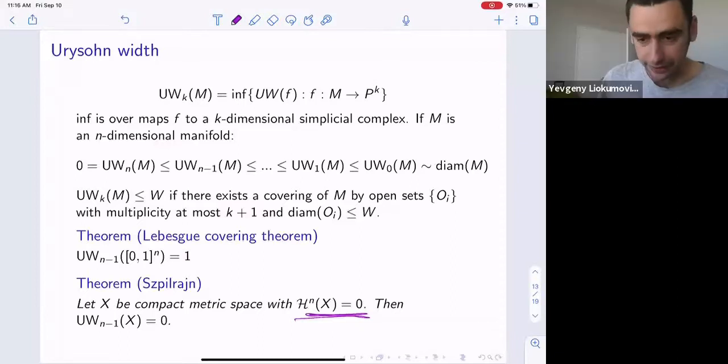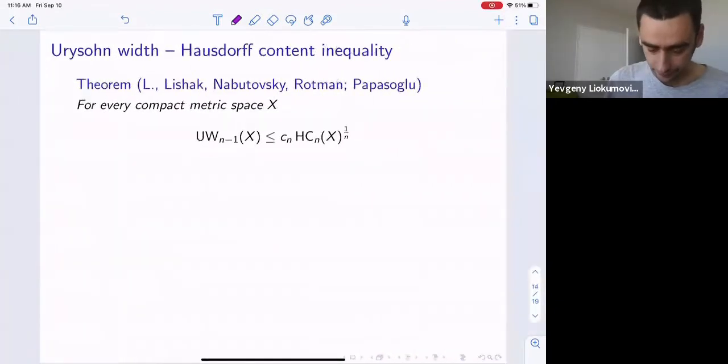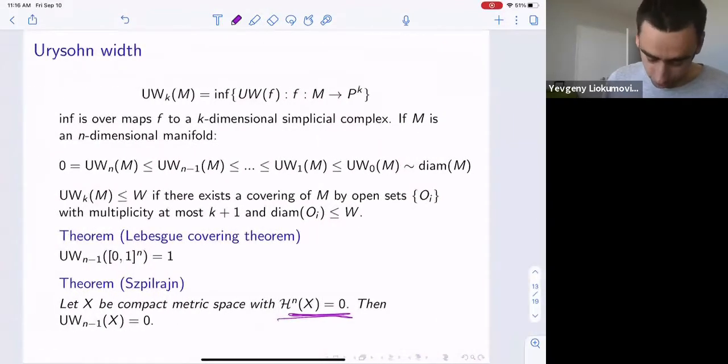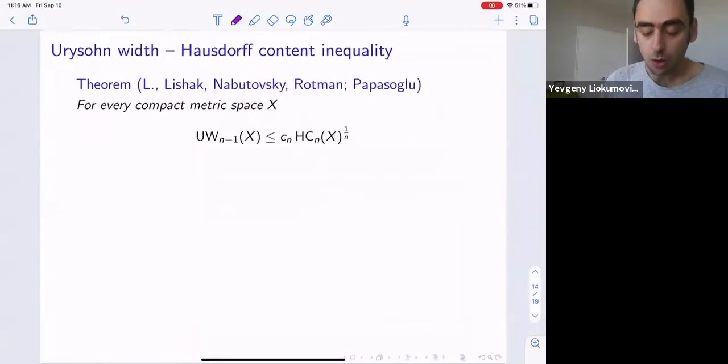So the main theorem that I'm going to present is the quantitative version of the Urysohn width theorem. The theorem says that if the Hausdorff measure is equal to 0, then the Urysohn width is equal to 0. And we will show that if the Hausdorff measure is small, then the Urysohn width also has to be small. So our theorem is by Boris Lishak, Alex Nabutovsky, and Yevgeny Rotman.